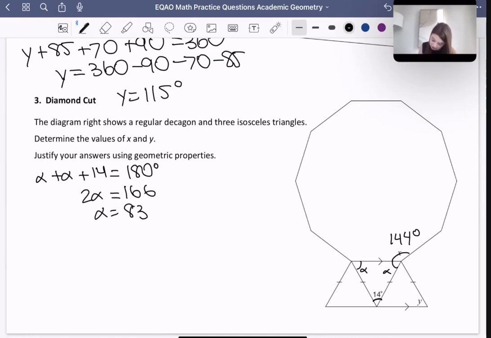And by extension, that means that these are also 83 and 83 because we have these parallel lines here. So by that property, we know that it's 83 as well, right? By our knowledge on isosceles triangles and also by this property, we can conclude that y is also equal to 83. So in conclusion, x is equal to 144 degrees and y is equal to 83 degrees.